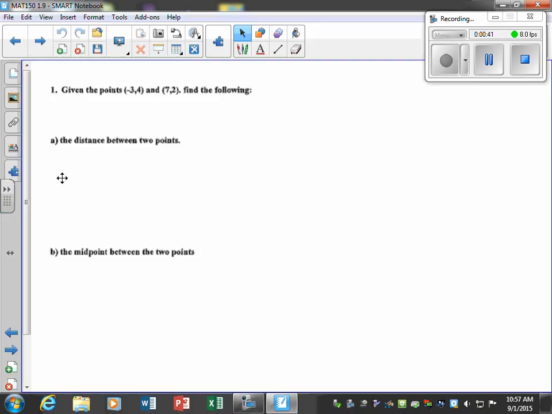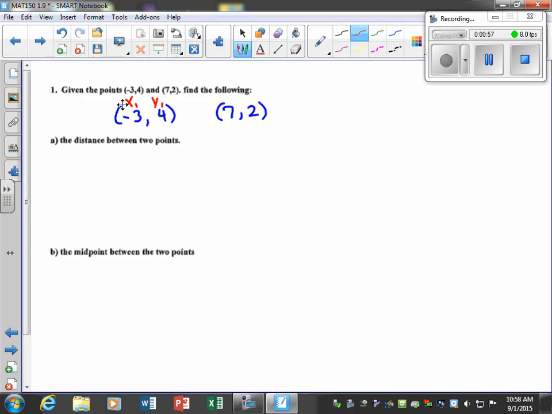Alright, we see our first example, and these might be hard to see, but this is a negative 3, 4. I'm going to give you the ordered pair negative 3, 4, and the ordered pair 7, 2. If it helps you, you can label them x1, y1, x2, y2. I suggest that you write the formulas down because it'll help you remember them. So we have x2 minus x1 squared plus y2 minus y1 squared, and then we're going to start plugging in.